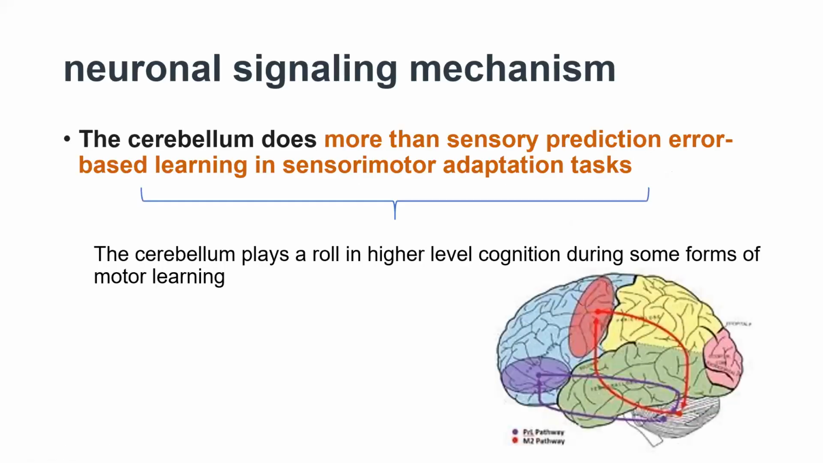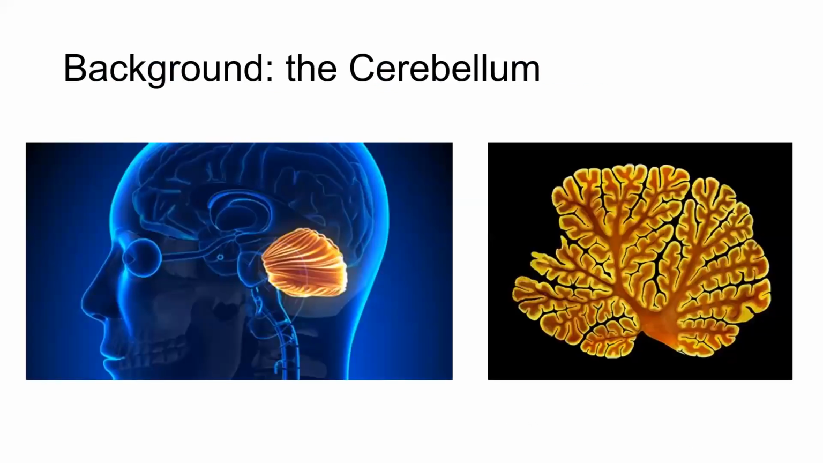What this research is focused on is understanding what the cerebellum's job is in general and making a case that the cerebellum plays a role in higher level cognition during some forms of motor learning. The concept is characterized by the understanding that the cerebellum has projections to other parts of the brain, creating a network that is crucial for explicit, not just implicit learning. And to what degree that is the case is the topic of this research.